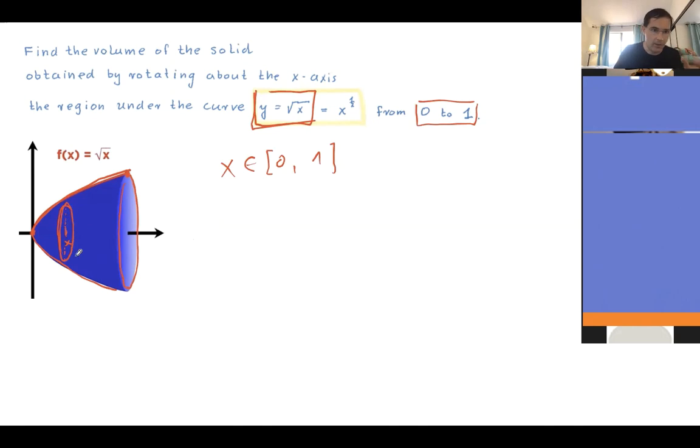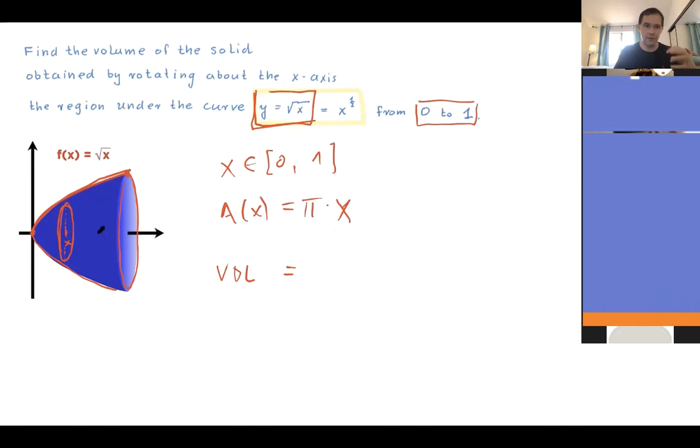So the area of this cross-section that corresponds to this given point x is a function of x. So A is a function of x, and the area is very simple because it's pi times the radius squared. But the radius is square root of x, and when you square it, that will give you just x.